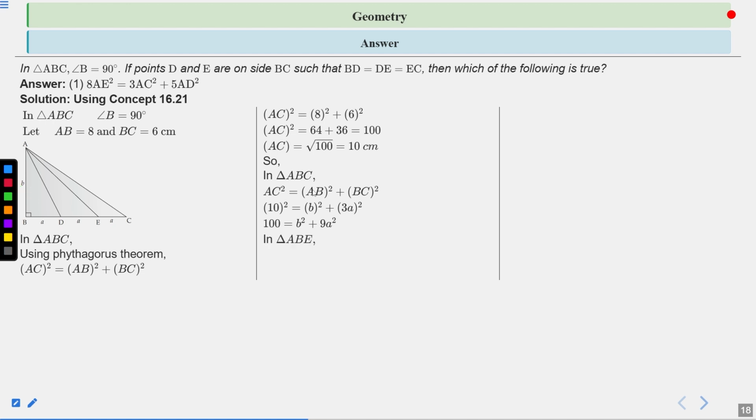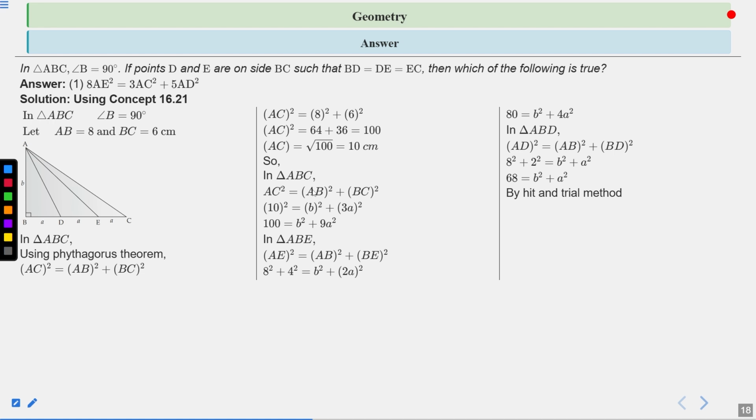In triangle ABE, by using the Pythagoras theorem, AE square will become AB square plus BE square, which equals B square plus 2A square, which gives 80 equals B square plus 4A square. Same way in triangle ABD, AD square equals AB square plus BD square by the Pythagoras theorem. So we get 68 equals B square plus A square.